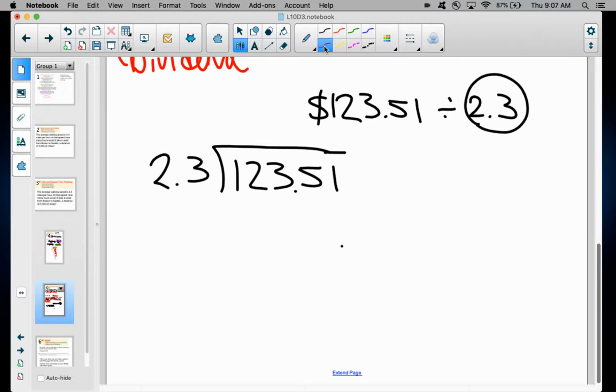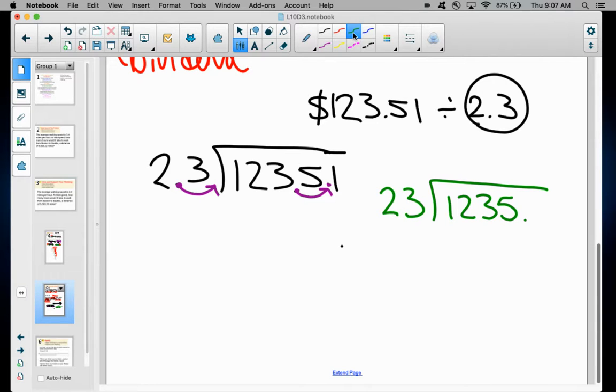So in order to make our divisor a whole number, we're multiplying by 10. The decimal point moves over 1, so we have to do the same thing for our dividend. I'm going to rewrite this so that I have a whole number, 23, and we have 1,235 and 1/10. All right. So now I'm going to make sure my decimal point is in the quotient right above. Okay. Just going to turn this a little bit. And I can set to work on actually dividing this.